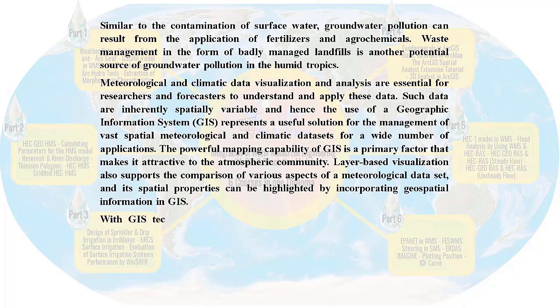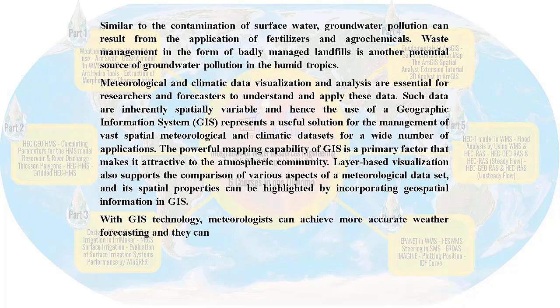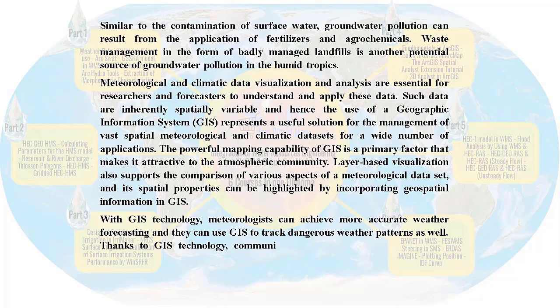With GIS technology, meteorologists can achieve more accurate weather forecasting, and they can use GIS to track dangerous weather patterns as well. Thanks to GIS technology, communities can be given early warnings of dangerous weather activity so they can prepare or evacuate the area.